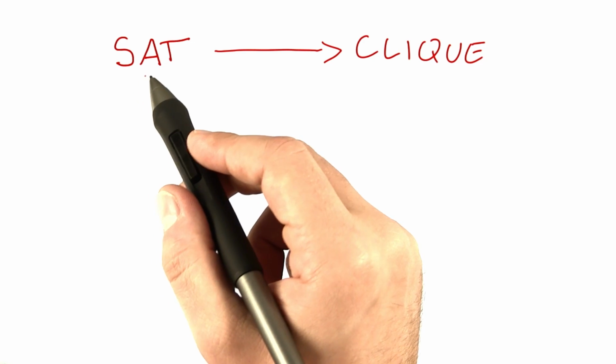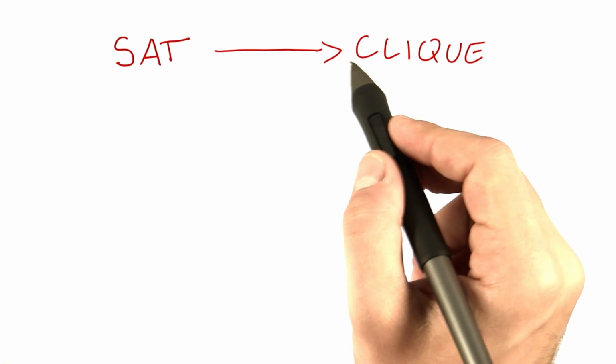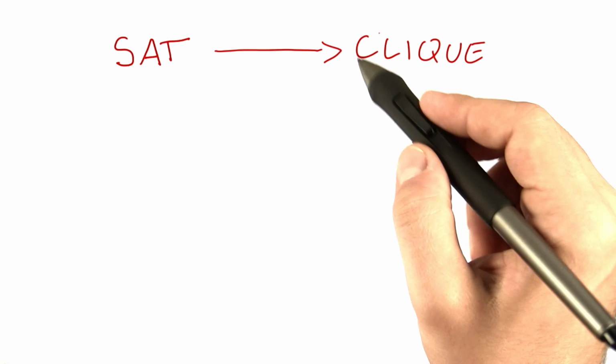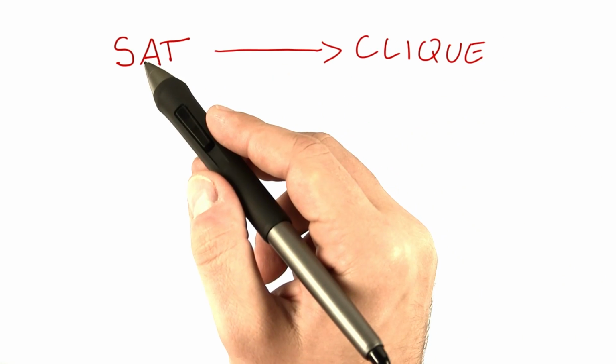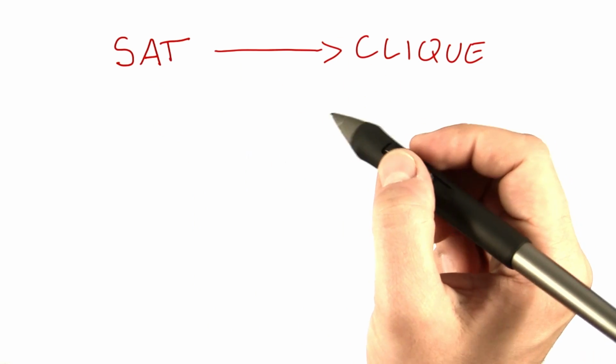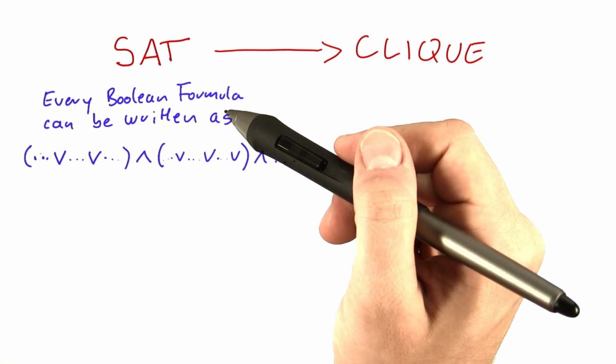So we're trying to show that any Boolean formula can be transformed into a graph such that this graph has a large clique if and only if the Boolean formula has a satisfying assignment. And here's one fact that's going to make our life a little bit easier.